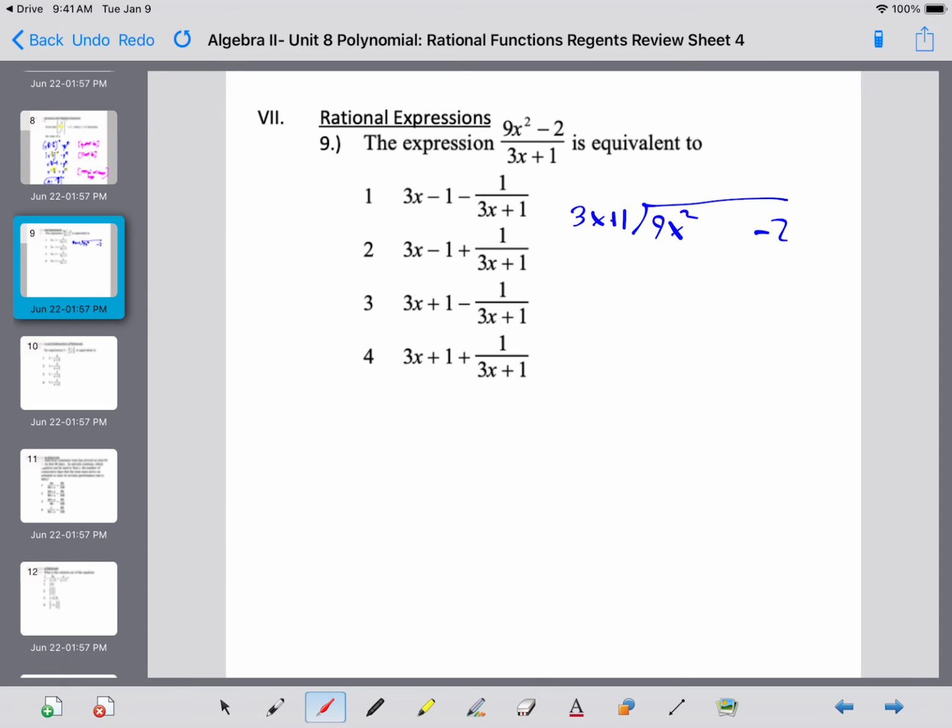Okay, it looks like we have our quadratic term, we have our constant term, right? So degree 2, degree 0, but we're missing our linear term, we're missing our degree 1 term. So we have to include a placeholder 0.